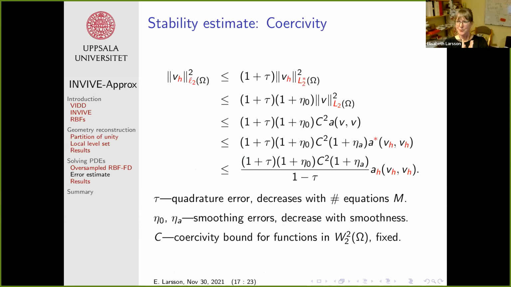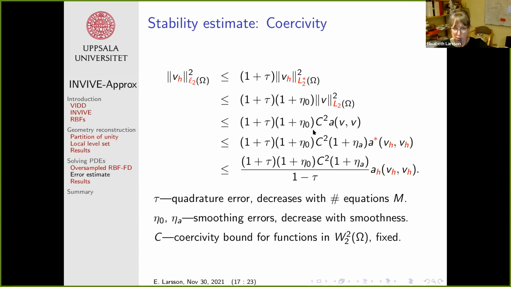And now we can put these pieces together. So now we will move from the starting point. This is the discontinuous trial function. It's the discrete norm where we sum over all the blue points. And then we start with the integration error to get the semi-discrete norm. Then we have the smoothing error so that we get the continuous norm.